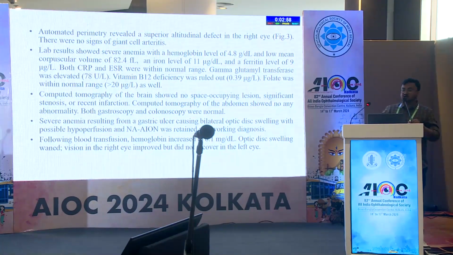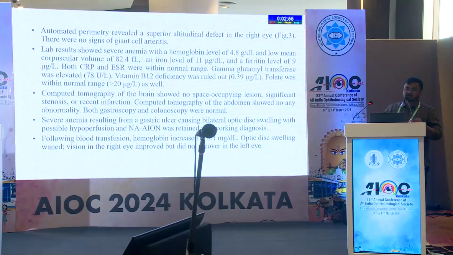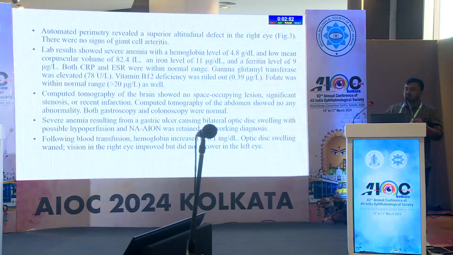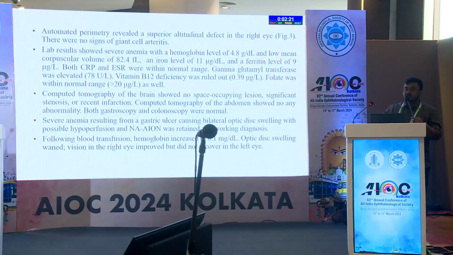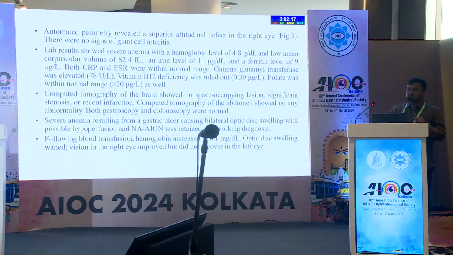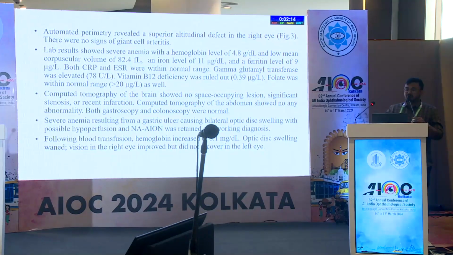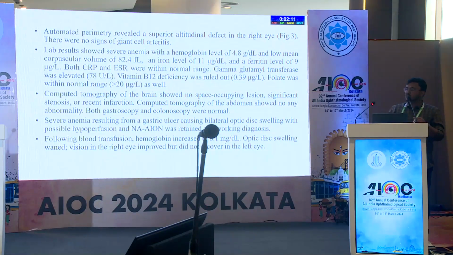Automated perimetry revealed a superior altitudinal defect in the right eye and there were no signs of giant cell arteritis. Lab results showed severe anemia with a hemoglobin level of 4.8 and low mean corpuscular volume, an iron level of 11 and a ferritin level of 9 microgram per liter. Both CRP and ESR were within normal range. GGT was elevated. A vitamin B12 deficiency was ruled out. Folate was also within normal range. CT of the brain showed no space occupying lesions, significant stenosis or recent infarction. CT of the abdomen showed no abnormality. Both gastroscopy and colonoscopy were normal. Severe anemia resulting from a gastric ulcer causing bilateral optic disc swelling with possible hypoperfusion and NAION was the working diagnosis. Following blood transfusion, hemoglobin increased to 8.1 mg per deciliter. Optic disc swelling waned, and vision in the right eye improved but didn't recover in the left eye.